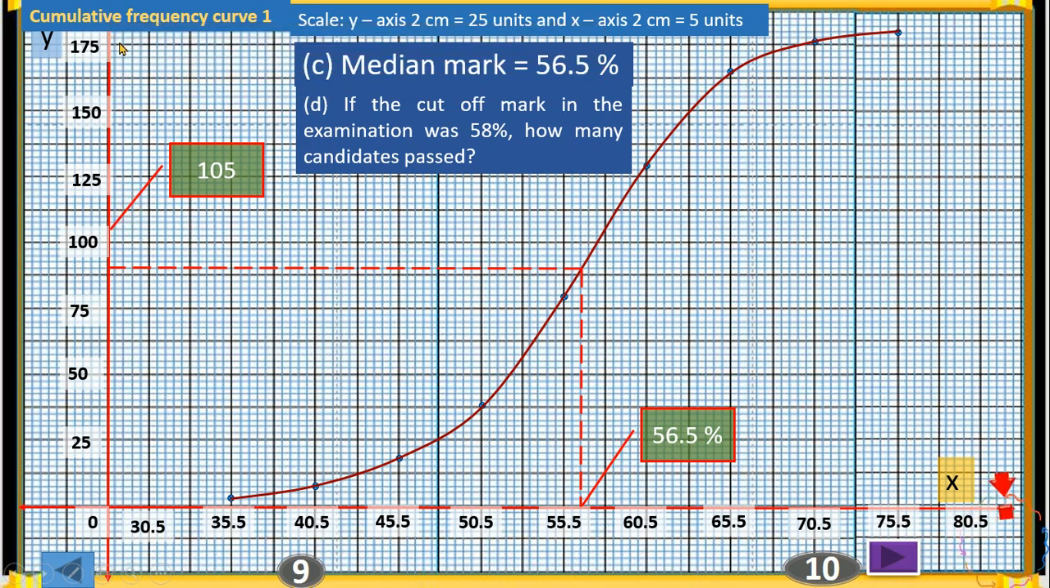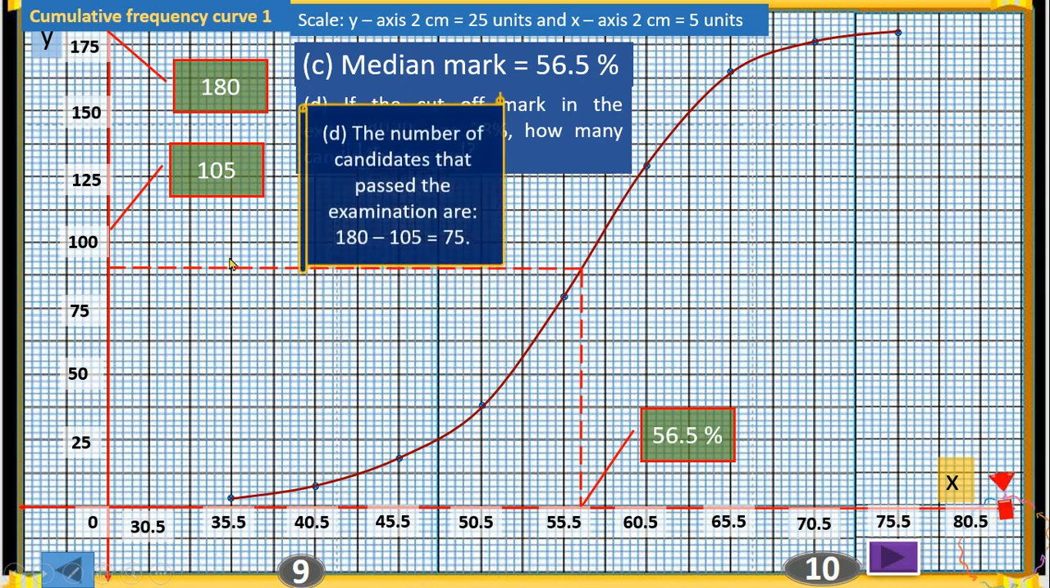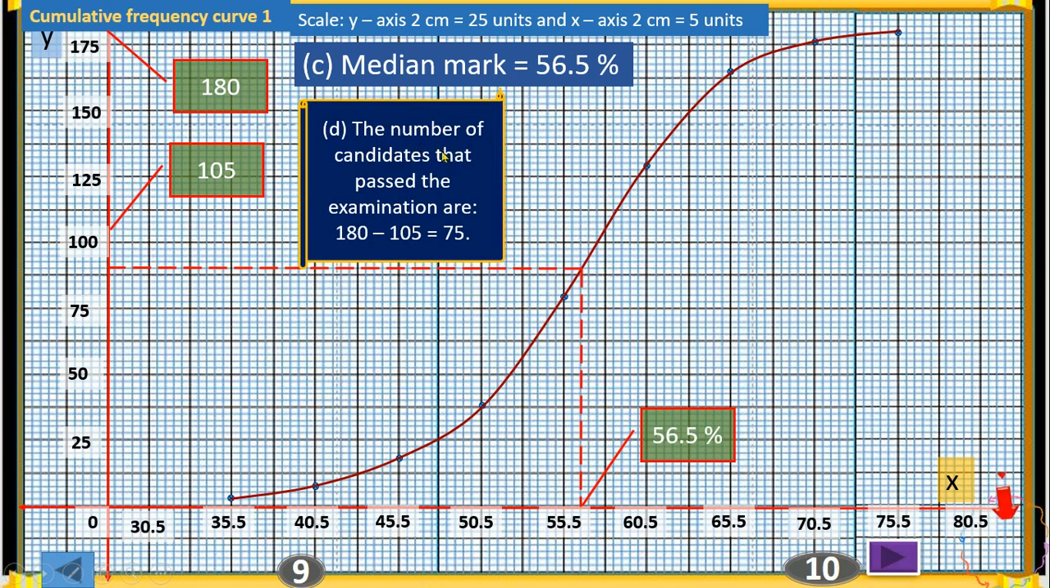So now we mark the point. This is 180. So the difference between the upper limit here, 180, and the lower end here, 105, will give us the number of candidates that passed the exam, or the number of candidates that scored 58% and above. So therefore, the number of candidates that passed the examination are 180 minus 105, giving us 75.